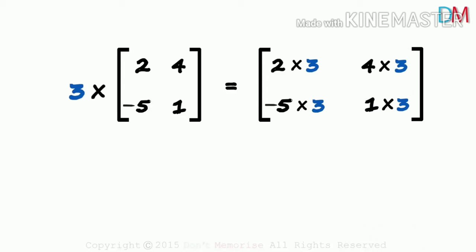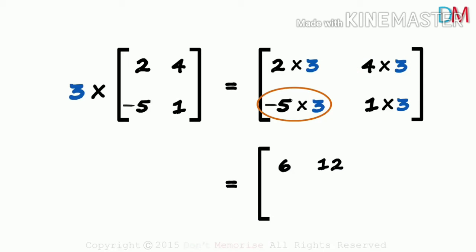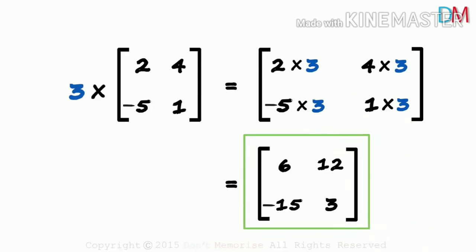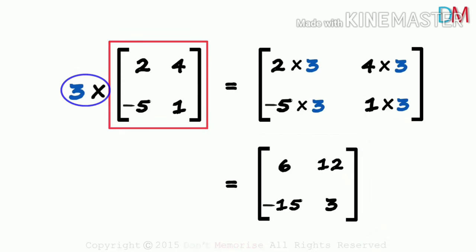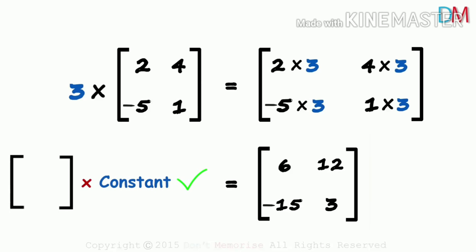Finding each element is easy now. 2 times 3 is 6, 4 times 3 is 12, -5 times 3 is -15, and 1 multiplied by 3 is 3. This is the answer. 3 times this matrix gives us this matrix. This always works when a matrix is multiplied by a constant.